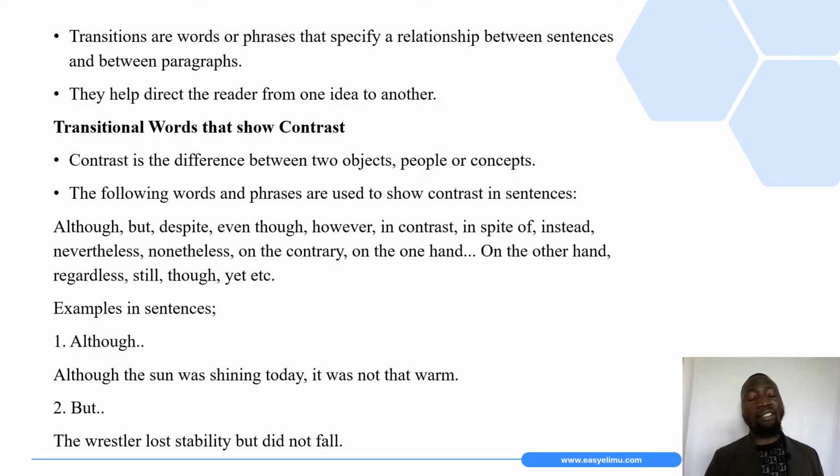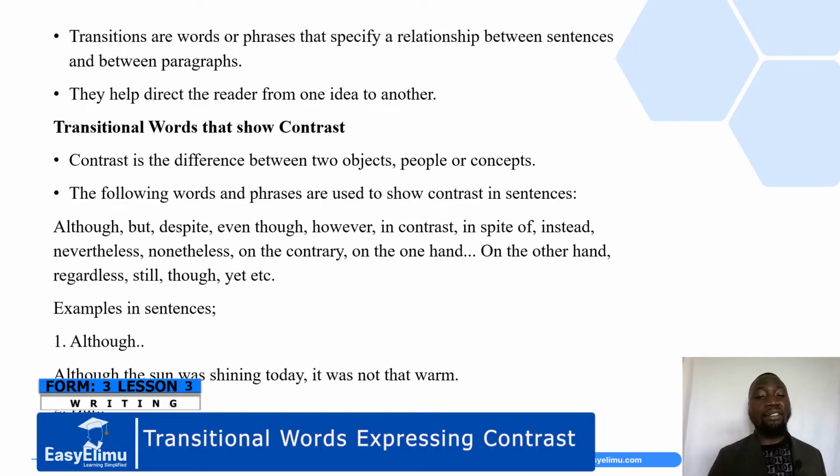Our focus now is on some of these transitional words that we can use to show contrast. Contrast is the difference between two objects, people, or even concepts. Or we can just say in simple terms that a contrast is anything that shows the difference.